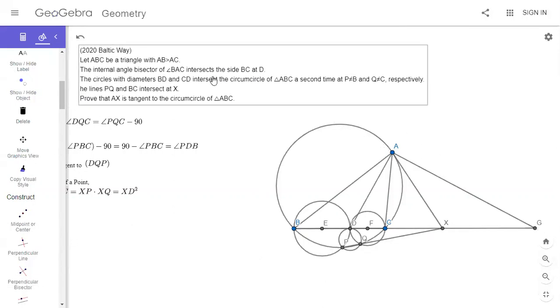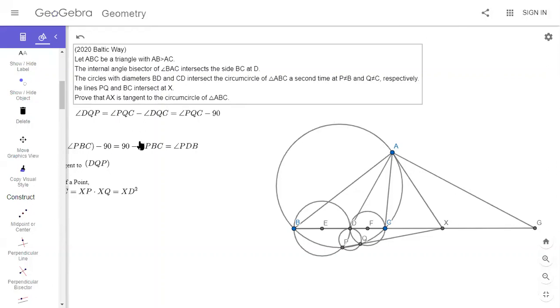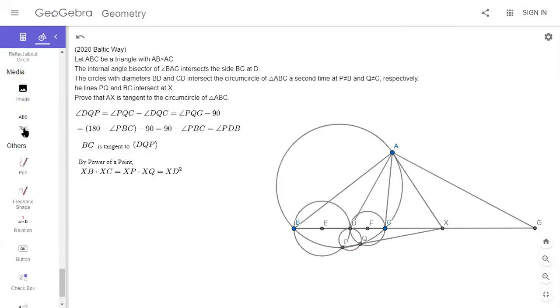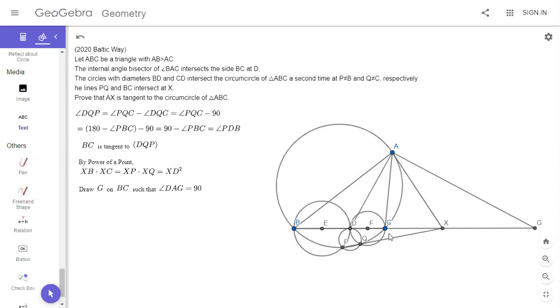Let me just move everything over. So I'll say draw G on these X, such that angle DAG is 90 degrees. Then it's well known that B, C, D, and G are in harmonic conjugation.